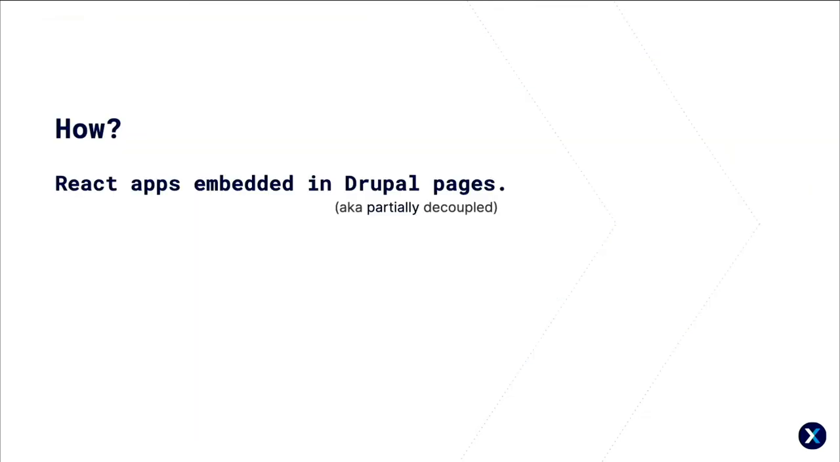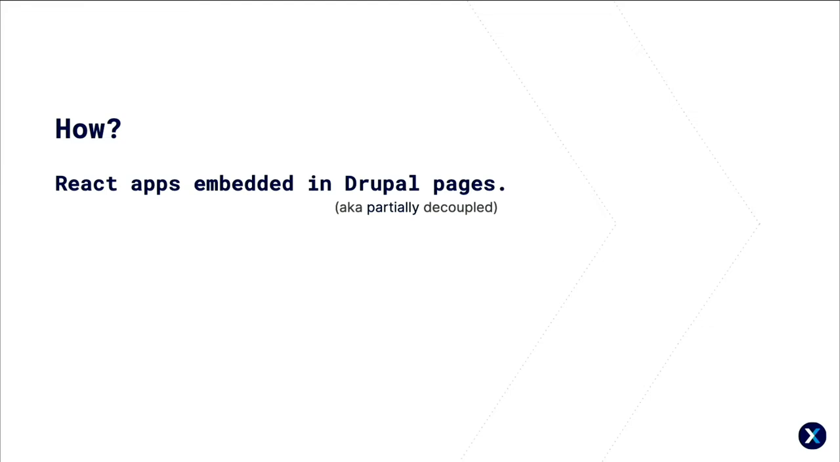So how did we go about doing that? Well, we went with React apps that were embedded in Drupal pages. We like to call that partially decoupled. We wanted to keep using Drupal's mighty CMS with all the fun tools that we know and love, the site building, the workflows, the out-of-the-box editor experience, and just building what we know and love. But we also wanted to be able to iterate fast on these search apps and be able to build a design system that we could then use directly in our apps.